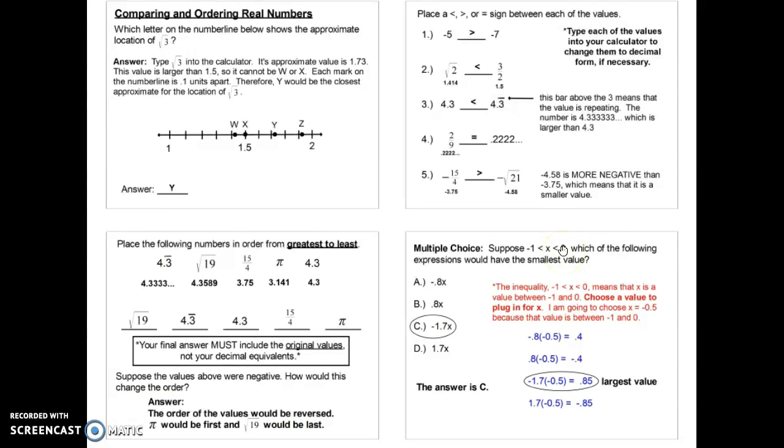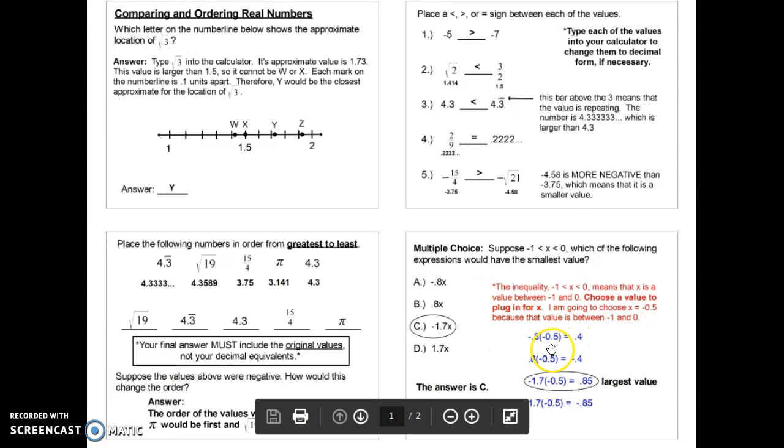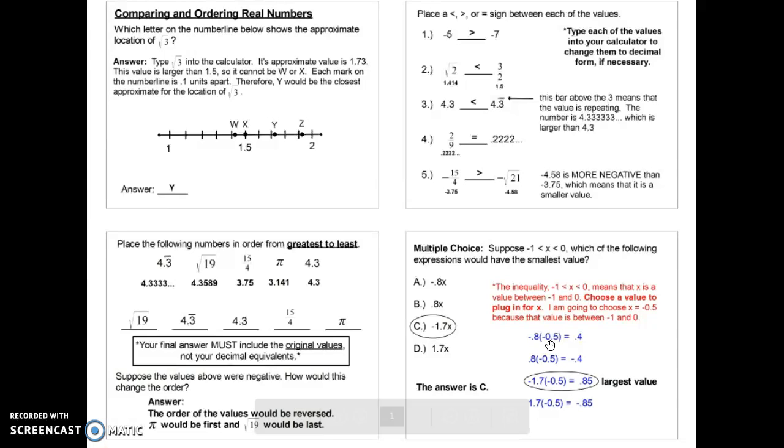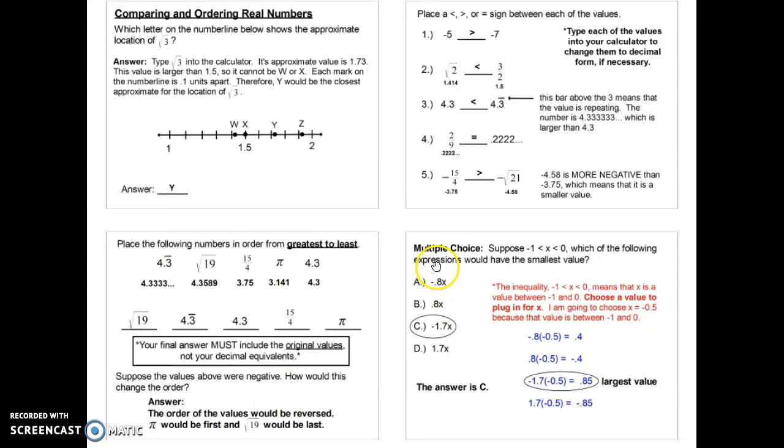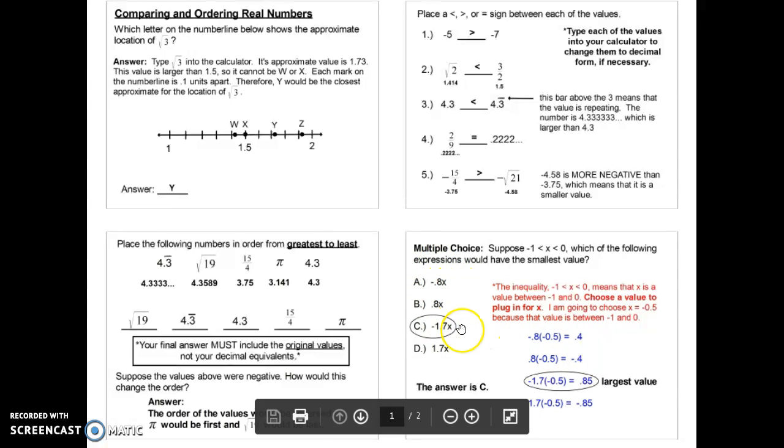This is where you're going to have some choices. Now we chose to use -0.5 for these. Again, you could use -0.4, -0.3, -0.2, -0.7, -0.8, whatever you choose, as long as it is between 0 and -1. You're going to then go through and plug that value that you chose, so in this case -0.5, into each one of these answer choices. Now remember, our goal was to have the smallest value at the end.